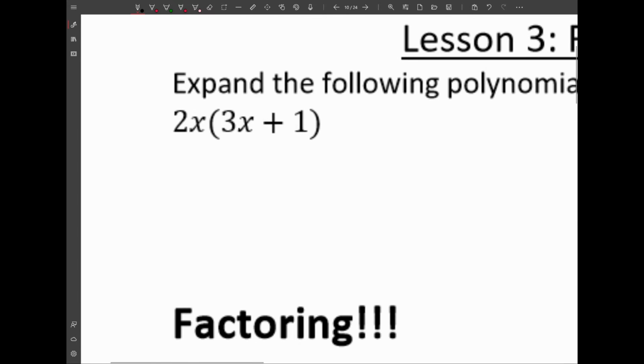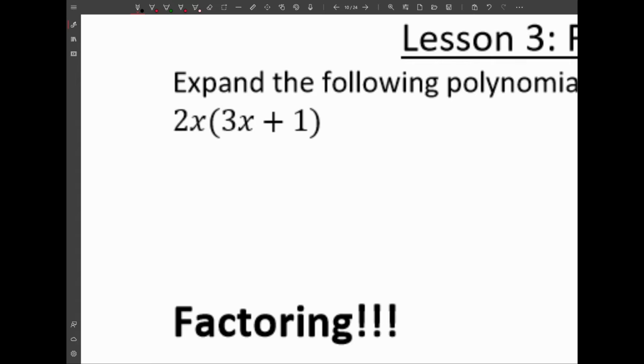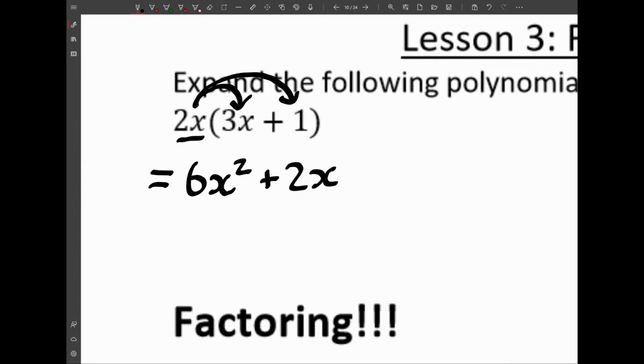So to start, let's just do a quick review of how to expand polynomials. So 2x times 3x plus 1. So we'll do 2x times 3x is 6x squared. 2x times 1 is just 2x. That's our expanded form. Pretty simple.